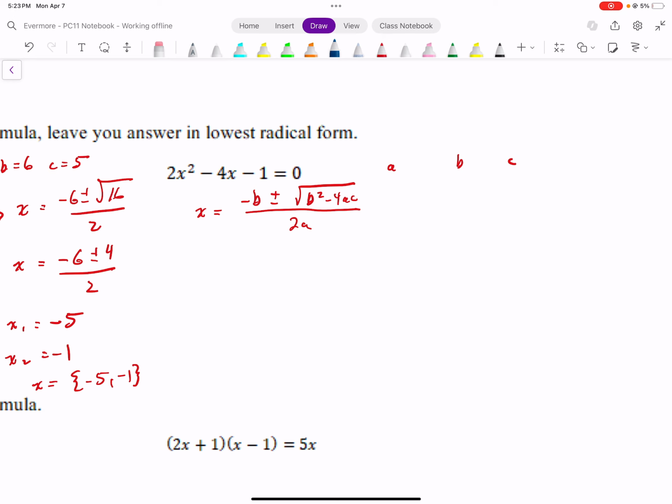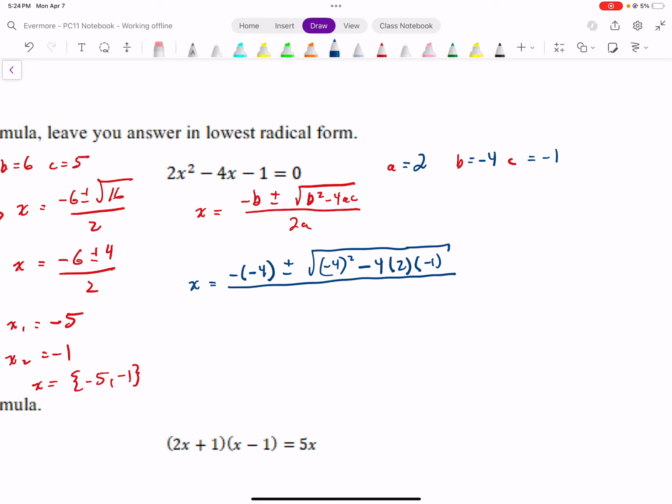So when I take a look at my quadratic equation, the coefficient of a is 2. Coefficient of b is negative 4. The coefficient of c is negative 1. So I'm just going to plug in those numbers. So x is equal to negative, and b is negative 4, plus or minus the square root of b squared. So b is negative 4. Square that. Minus 4 times a, which is 2, times negative 1. All of that divided by 2 times 2.